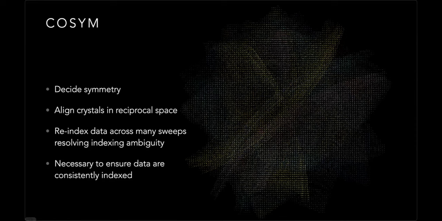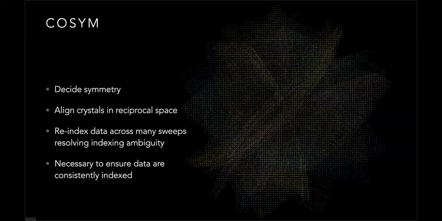And in order to resolve any indexing ambiguity, you again need to know the correct symmetry. So what we did is develop a system in Dials, which will simultaneously resolve the crystal symmetry and indexing ambiguity, essentially by trying to align the lattices in reciprocal space so that the strong spots line up with strong spots and weaker spots line up with weaker ones, using the shape of the lattice as the basis for doing that.